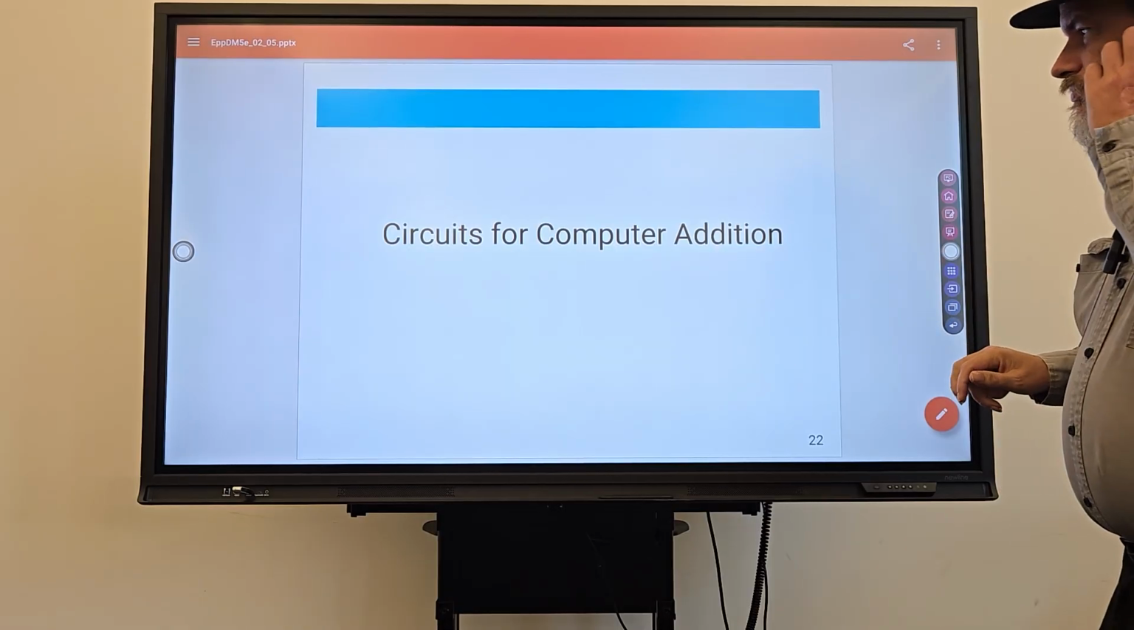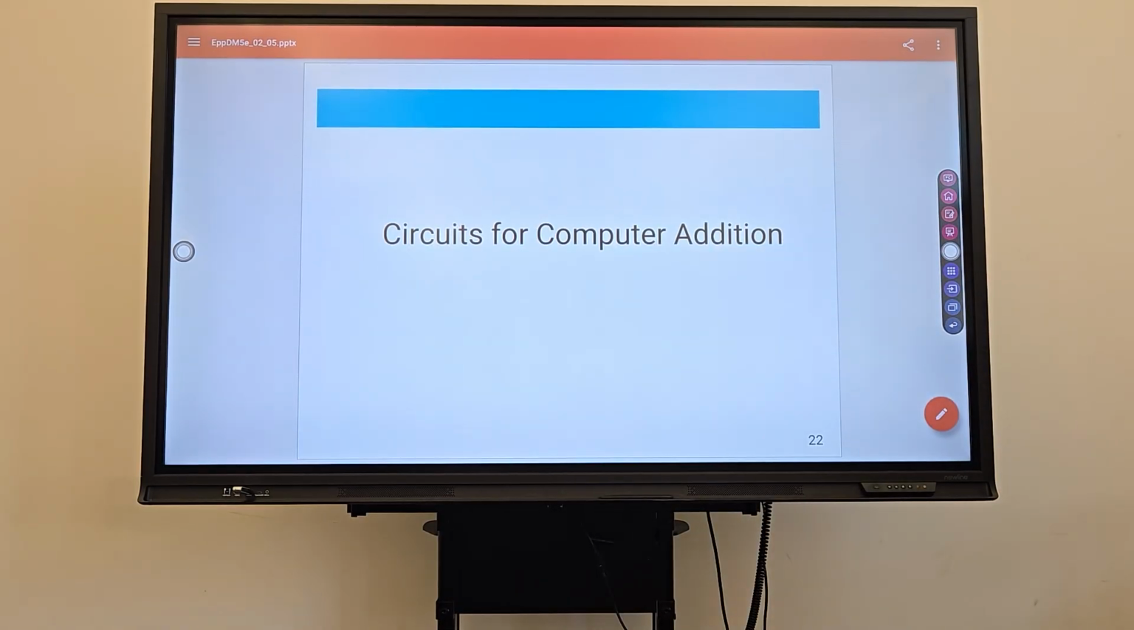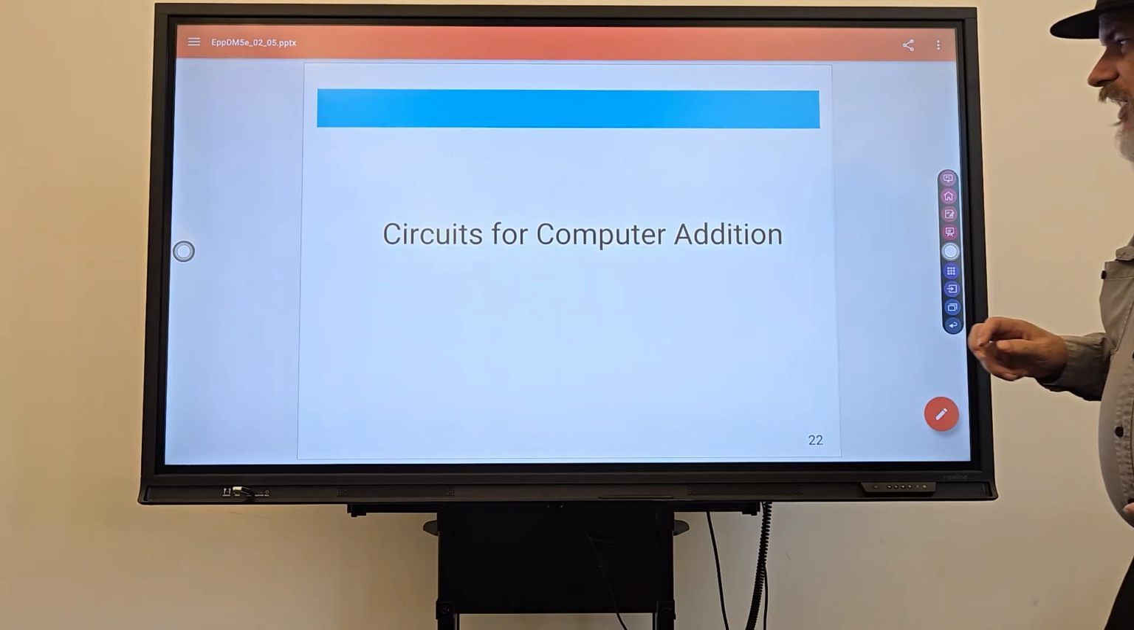How subtraction is done in computers is the addition of a negative number. You convert the number into a negative number and then add them together. So that's how computers do subtraction.